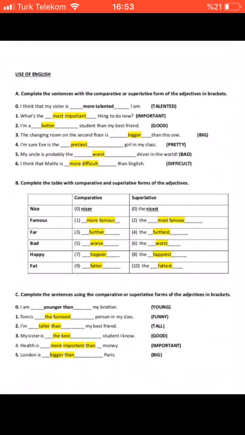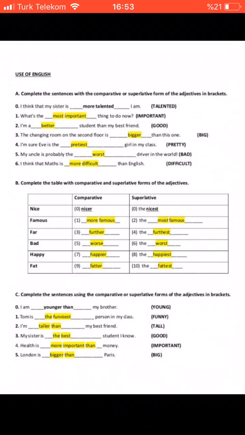Young, younger than. Tom is the funniest. Be careful. I'm comparing Tom to the whole class. Tom'u tüm sınıfla kıyasladığım için superlative form kullandım. The funniest oldum. I'm taller than my best friend.